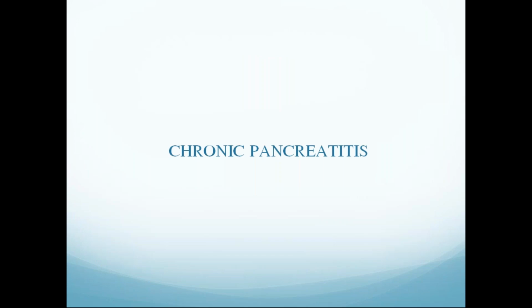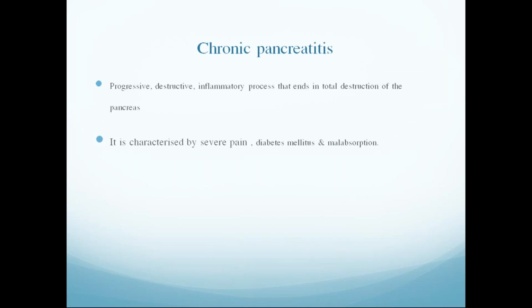So coming to chronic pancreatitis, this was about the anatomy in brief. In first year anatomy and in physiology, you will be learning about the anatomy and physiology of the pancreas. So coming to chronic pancreatitis, it is a progressive destructive inflammatory process that ends in total destruction of the pancreas.